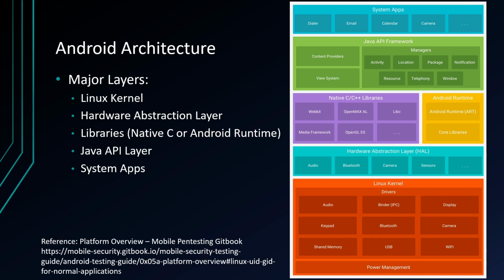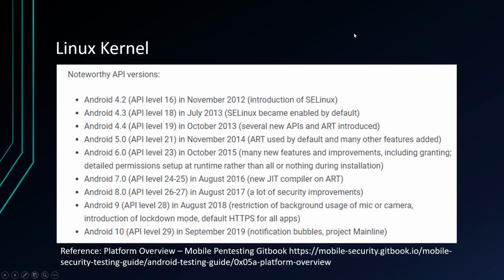Now moving into the Android architecture, and this is where we're going to get into the real depths of all the different aspects of Android. We're going to do this based on this diagram taken from the Mobile Pen Testing Git book. We'll start from the bottom with the Linux kernel, move up to the hardware abstraction layer, go into the libraries, which come in two different varieties, native C or the Android runtime. Then we'll go to the Java API framework, and finally finish up with the system apps.